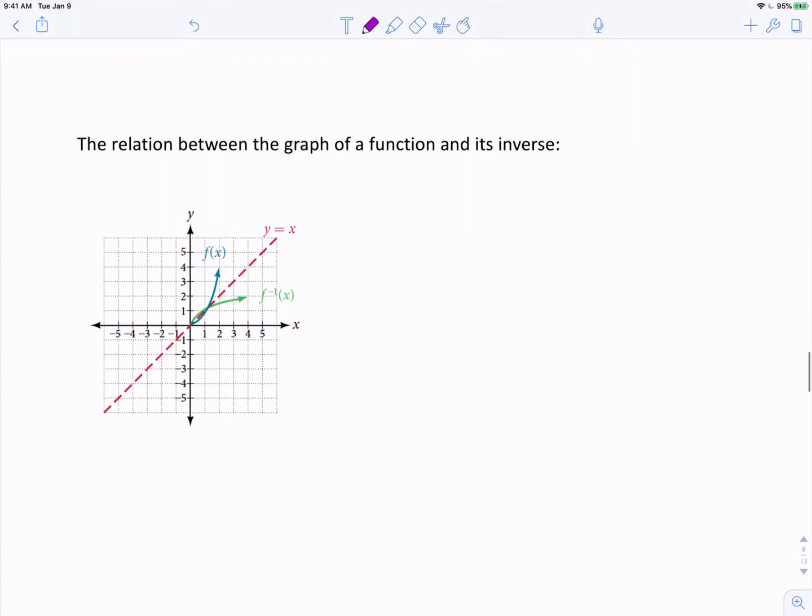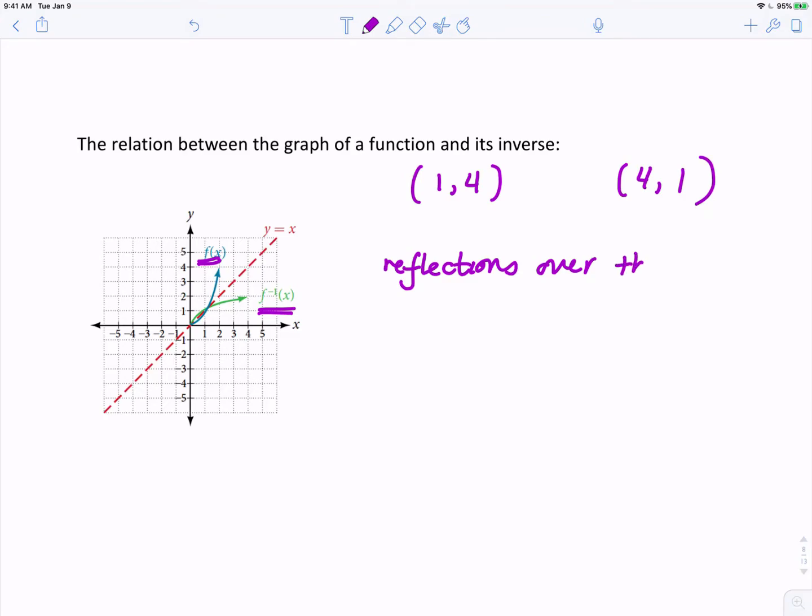Now that's going to require a little practice, but before we do some practice problems, one last thing. The relation between the graph of a function and its inverse. We already talked about this idea that if (1, 4) is on the graph of the function, then (4, 1) will be on the graph of the inverse, that x and y simply reverse places. And what does that do geometrically? How does that affect the look of the graph? Well, here you can see the graph of a function and the graph of its inverse. The graph of a function and its inverse will be reflections over the line y equals x. That's this dotted line you can see here.